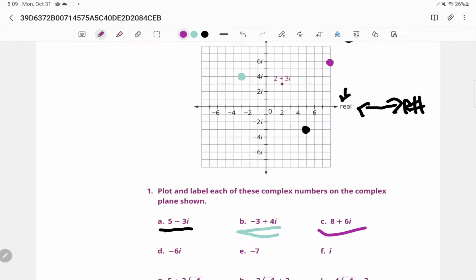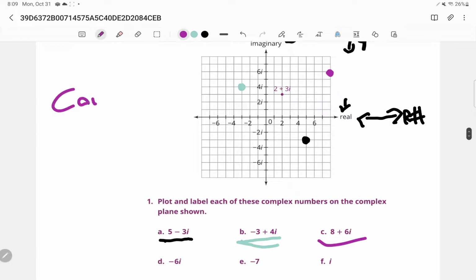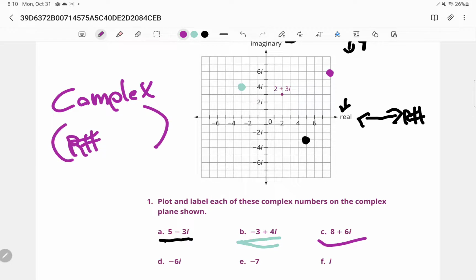Okay? Now, on the worksheet, you're going to have to do your own points. But that's it. That's literally all there is to it whenever you're plotting your imaginary or complex numbers. Because these are complex numbers. And the reason why is because you have a real number and you have an imaginary number. You have both of them together. That's why we call them complex numbers.